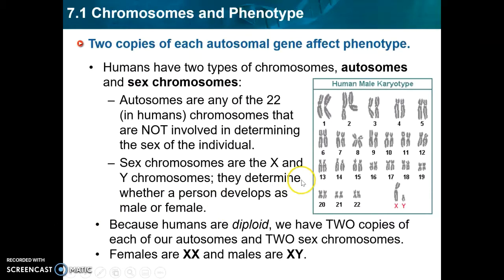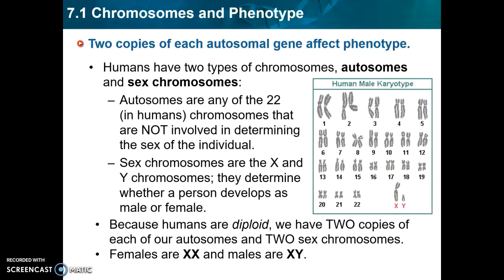So if we look at this picture called a karyotype here, a karyotype is just a picture of all the human chromosomes. We can see numbers 1 through 22, those represent the 22 pairs of autosomes. And the last pair over here happens to be XY, which would make this a biological male.